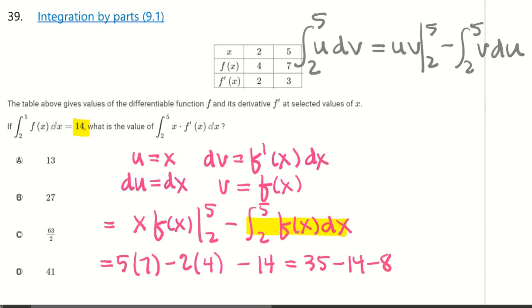I'll just subtract in a different order. And 35 minus 14 is going to be 21. 21 minus 8 is going to be 13. Yeah, that looks a little better.